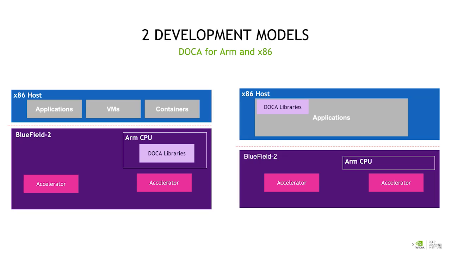DOCA provides two different development models. One where applications are compiled for and run directly on the ARM CPU. This may be for isolation or for a specific offload function, for example, a security agent that needs to be isolated from the x86 host. A second where DOCA libraries and runtimes are embedded in the x86 application and are used to communicate with the acceleration and offload engines on the DPU. This may be something like using DOCA DPDK libraries to accelerate an NFV function.